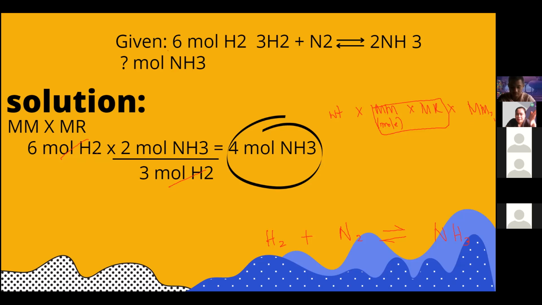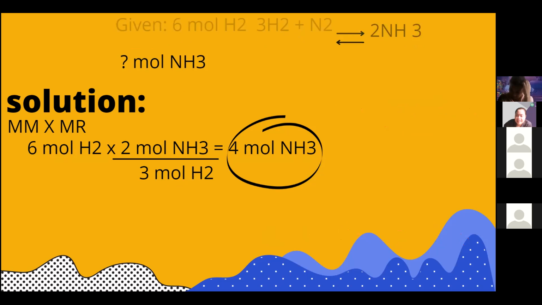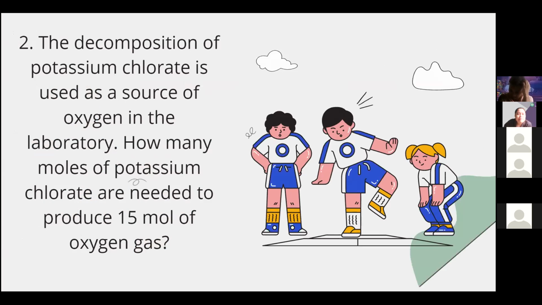So based on the balanced equation, this is 2 moles of ammonia is to 3 moles of hydrogen. So 6 times 2 is 12 divided by 3. The correct answer is 4 moles of ammonia. Okay, that's again the correct answer. Any question for this problem? Wala. Sige. Next, I think this will be the last one.